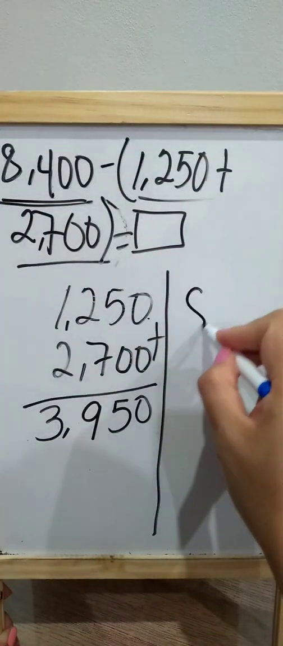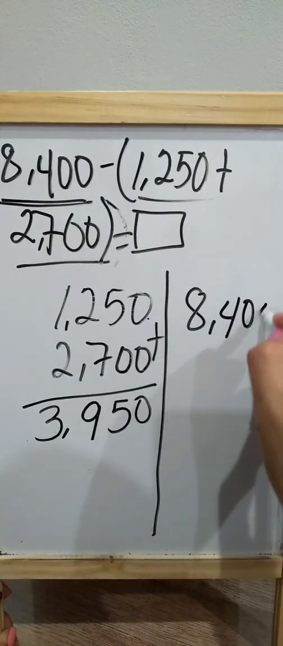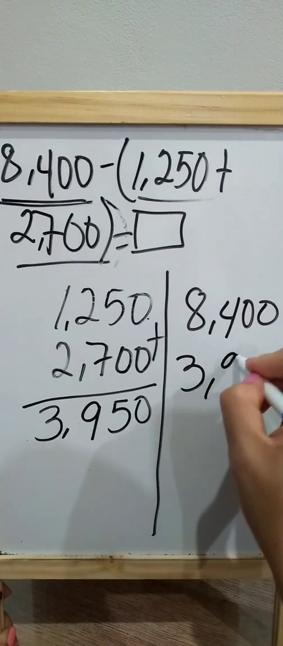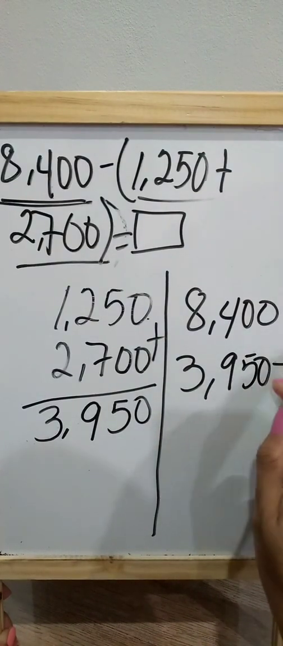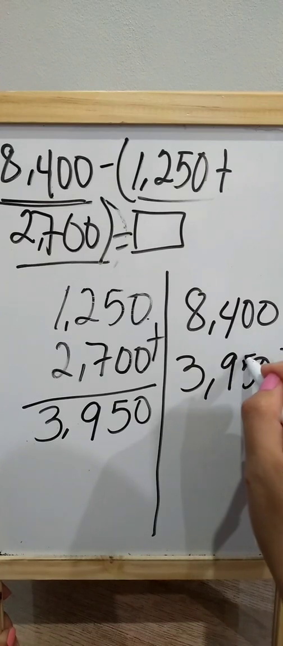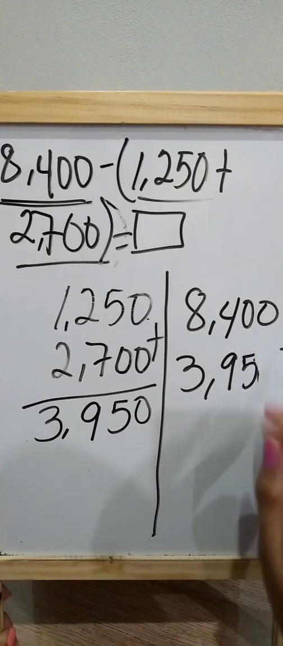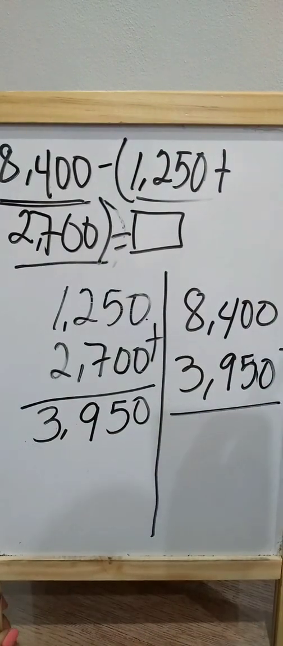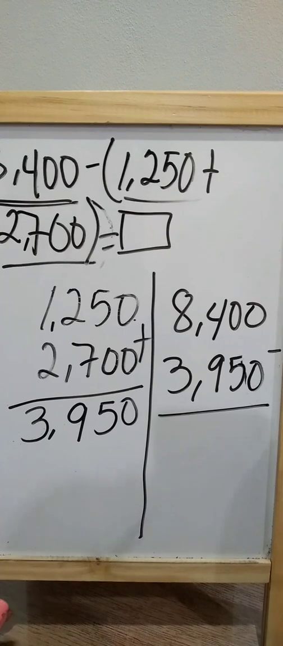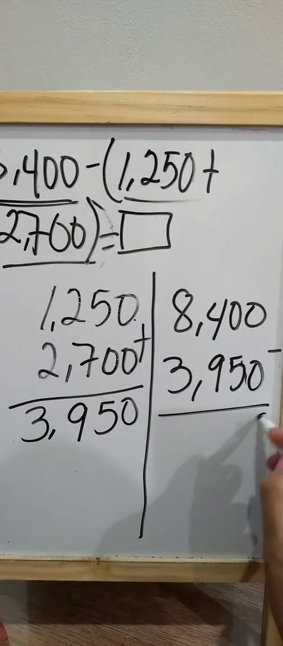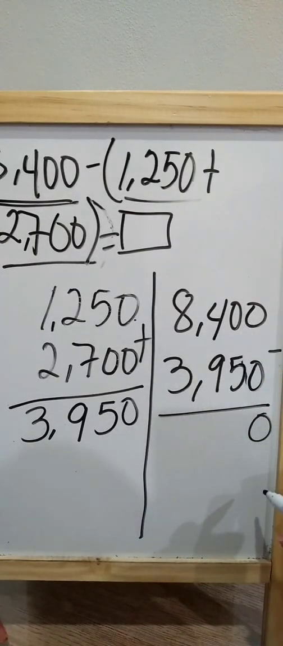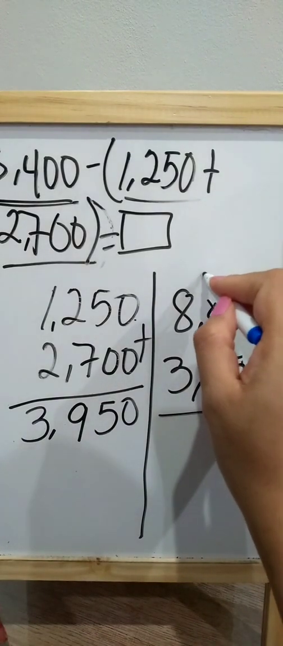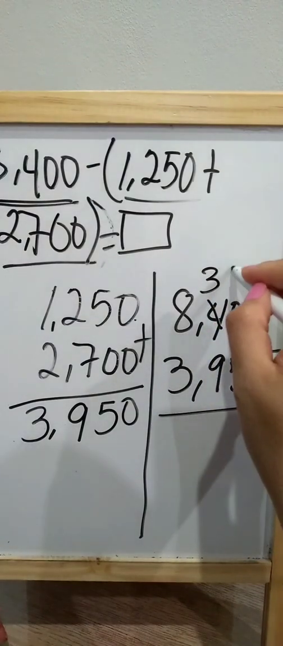So 8,400 minus 3,950. Now let's subtract them. 0 minus 0 is equal to 0. 0 minus 5 cannot be, so let's borrow 1 from 4. Now 4 will become 3 and 0 will become 10.